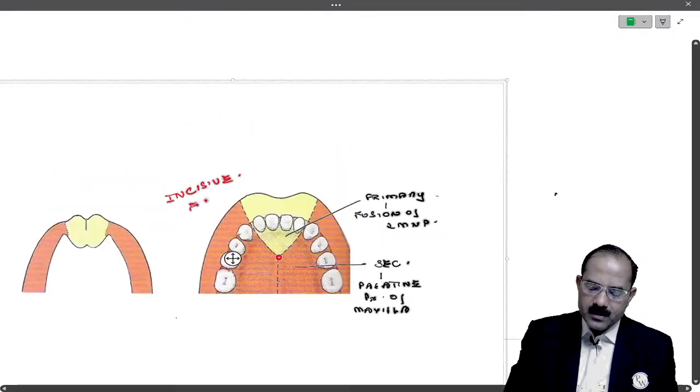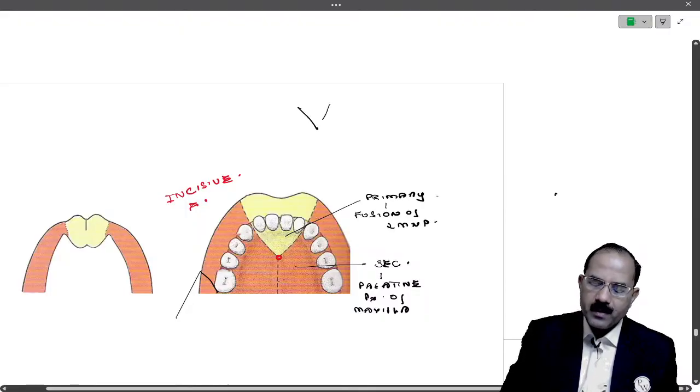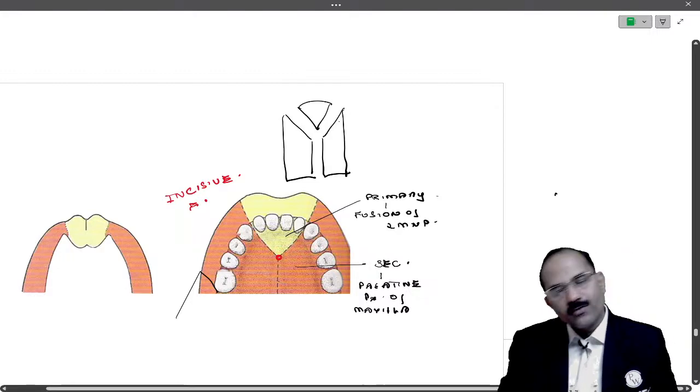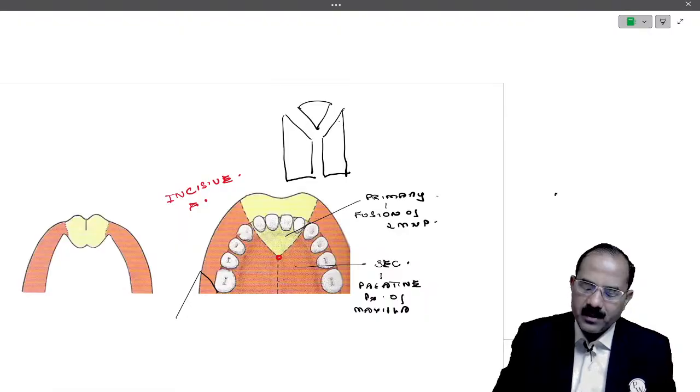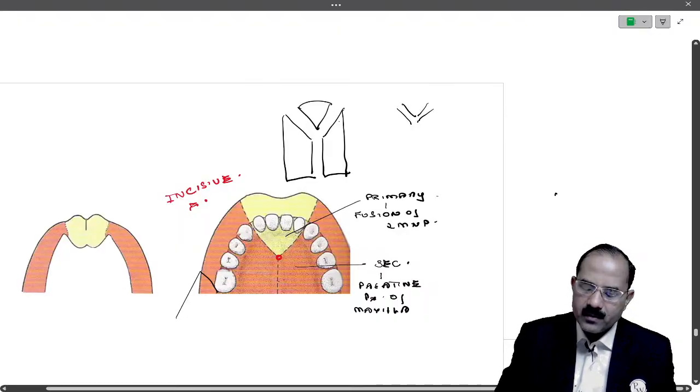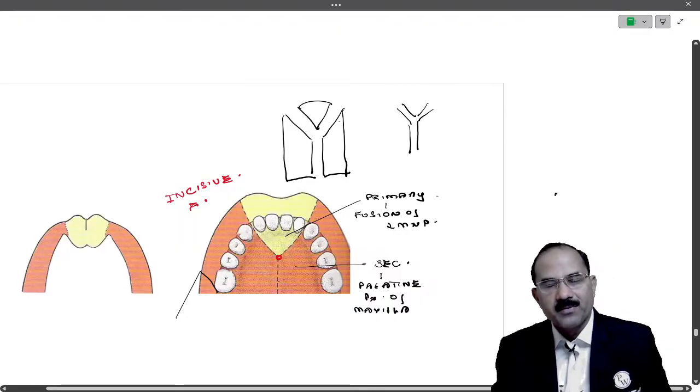Look, this is the primary palate, and this is the secondary palate. That's the secondary palate. If they do not fuse, meaning the two palatine processes of the maxilla do not fuse with the primary palate, we get a Y-shaped defect. This is a Y-shaped defect. This is how a cleft palate is formed.